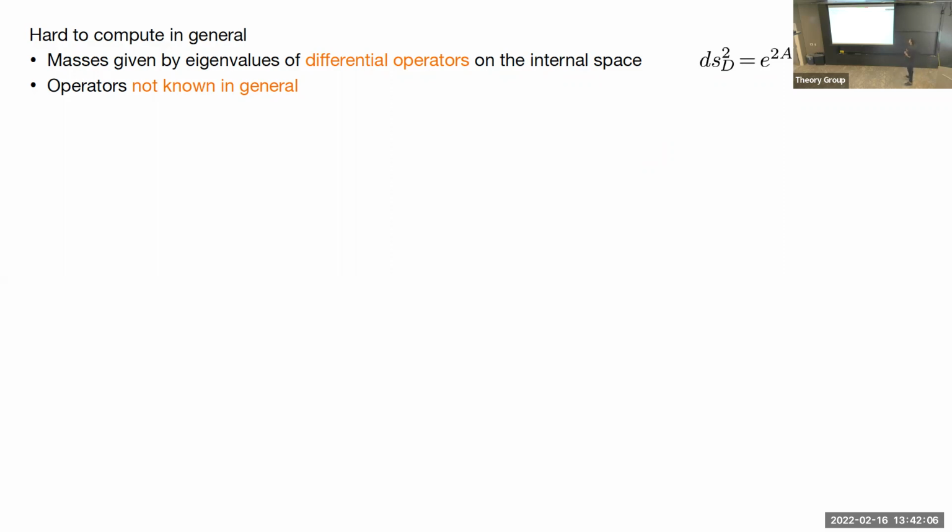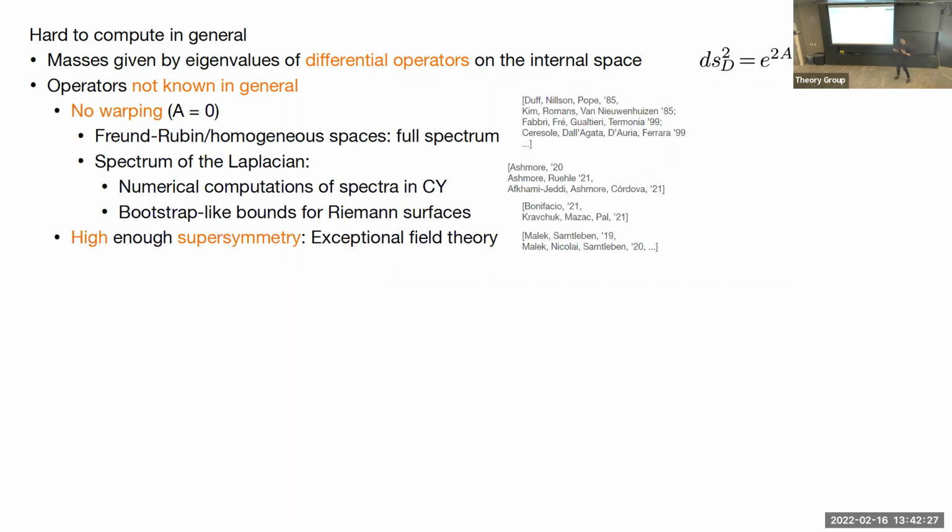And the point is that the masses of the Kaluza-Klein fields are given by eigenvalues of some differential operators defined on the internal space. To find the masses, we need to compute the eigenvalues. But even the operators themselves are not known in general for general compactifications. There are some results when you have some symmetry. For example, if there is no warping, which is a class of compactifications, you can assume that this A is 0, so you just have a product. Then there are results here.